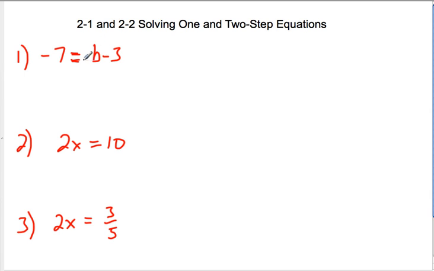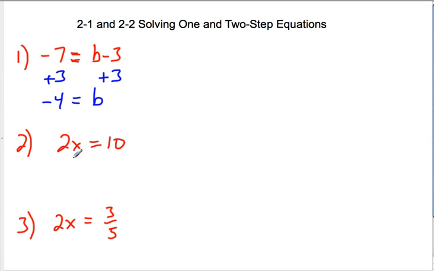Here we have the variable that's being subtracted by 3. We're going to do the inverse of that. We're going to add 3 to both sides. So negative 7 plus 3 is negative 4, and so we know that b is equal to negative 4. That's the addition property of equality. You add 3 to both sides, and that is legal.